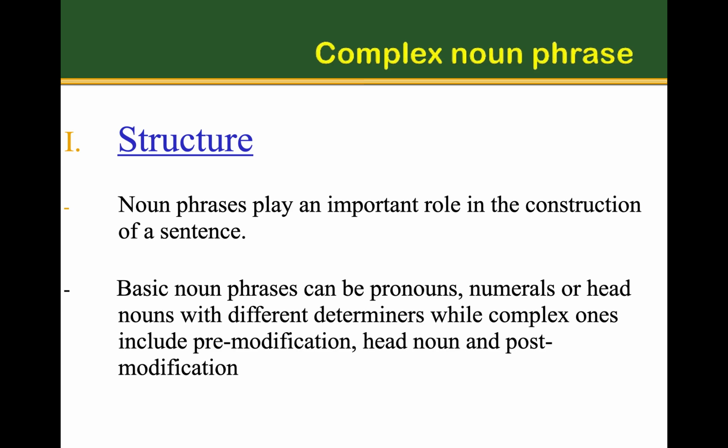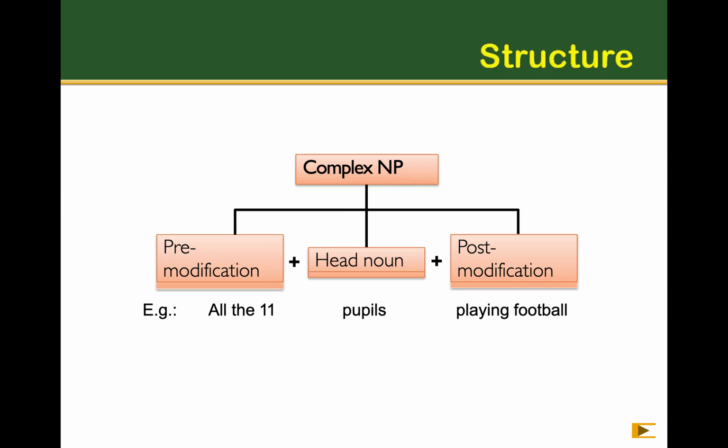Determiners as pre-modifiers and adjectives as pre-modifiers, sometimes adjectives as post-modifiers. So a complex noun phrase consists of a pre-modification, head noun, and post-modification. Even within pre-modification, we have three kinds of determiner. For example, all is a predeterminer, the is a central determiner, 11 is a post-determiner. All of them determine the noun pupil.